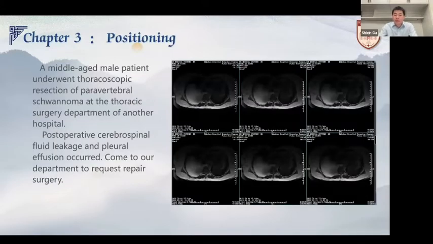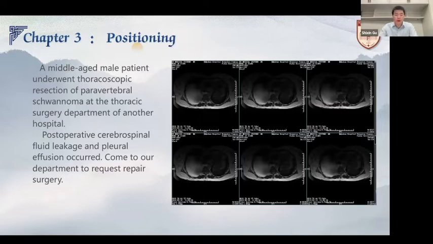We give an example to illustrate the process of preoperative positioning. This is an interesting case. This patient underwent a thoracoscopic perivertebral schwannoma resection in the thoracic surgery department, and a CSF leak occurred after the operation.